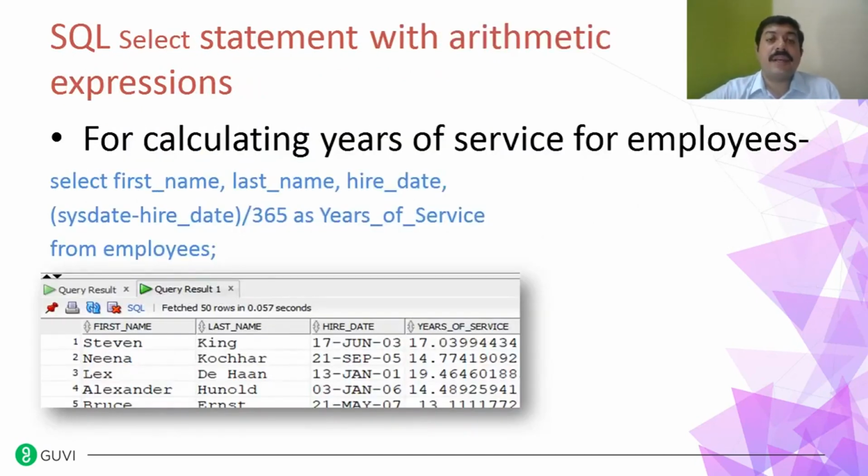Select first name, last name, hire date, cease date minus hire date divided by 365. Remember that Oracle, when you perform any operations like this, cease date minus hire date, when you are subtracting one date from another date, Oracle basically retrieves it in the form of number of days. So if you divide it by 365, it will be converted as number of years. So as years of service it is given.